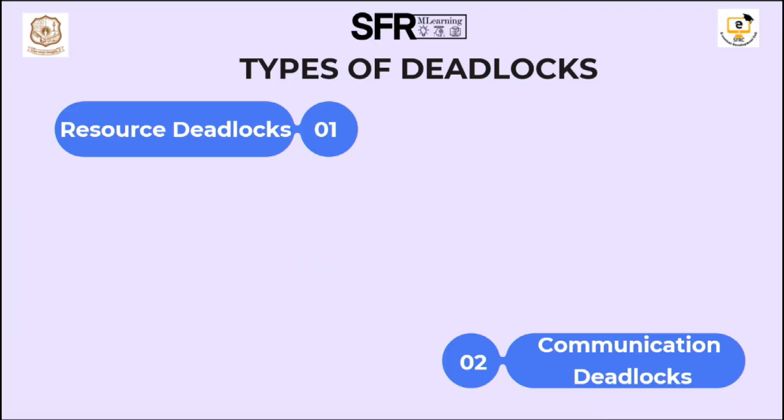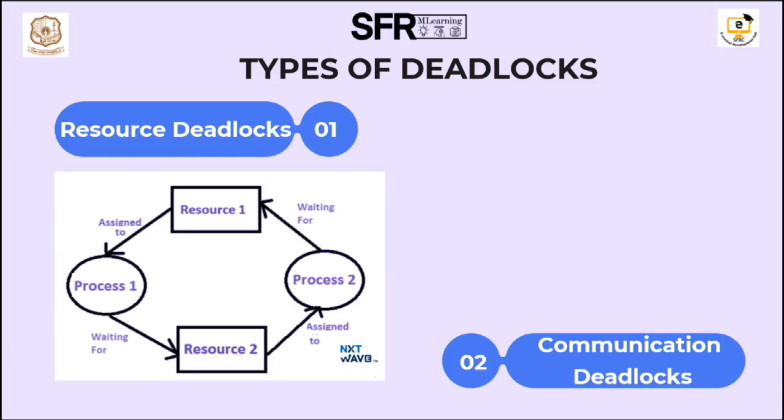First, let us see what a resource deadlock is. Resource deadlocks are experienced when a process needs access to a resource which happens to be held by another process, leading to a deadlock. Let's take this example. Process A is holding resource 1 and waiting for resource 2, and process B is holding resource 2 and waiting for resource 1. Here we can see a cycle.